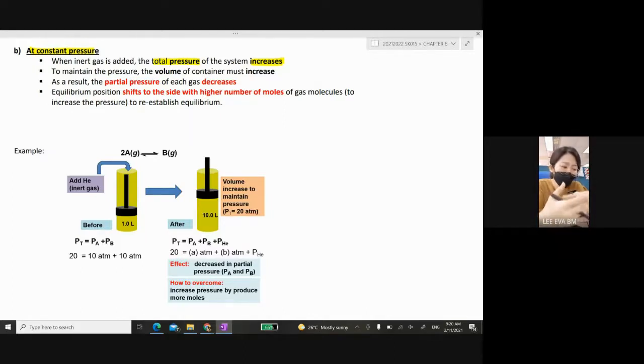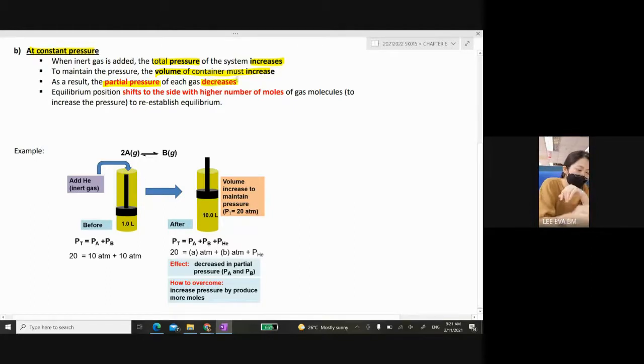So when you maintain the pressure, you try to keep the pressure constant, you must increase the volume. In order to maintain the pressure, the volume of the system or the volume of the container must increase. So at this time, the partial pressure of each of the gases, excluding the inert gas since it is added later, will decrease. So the partial pressure of the gases inside the container originally will drop.